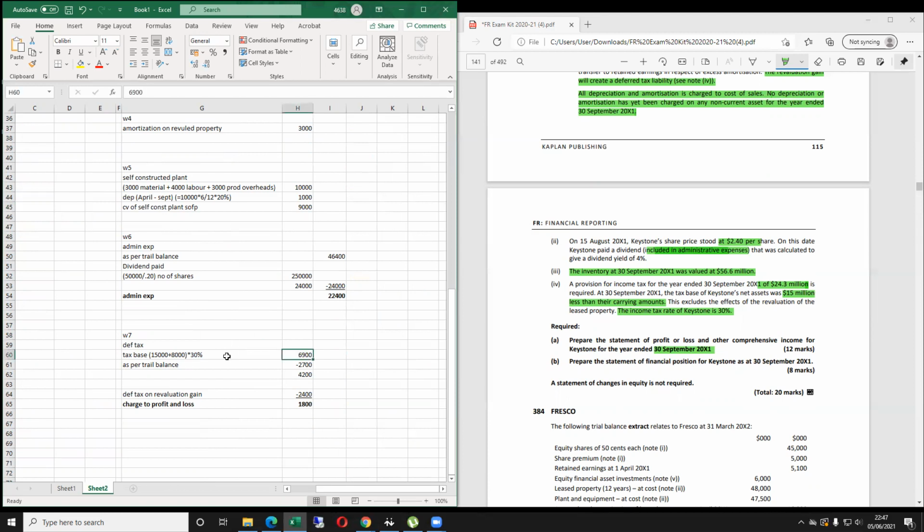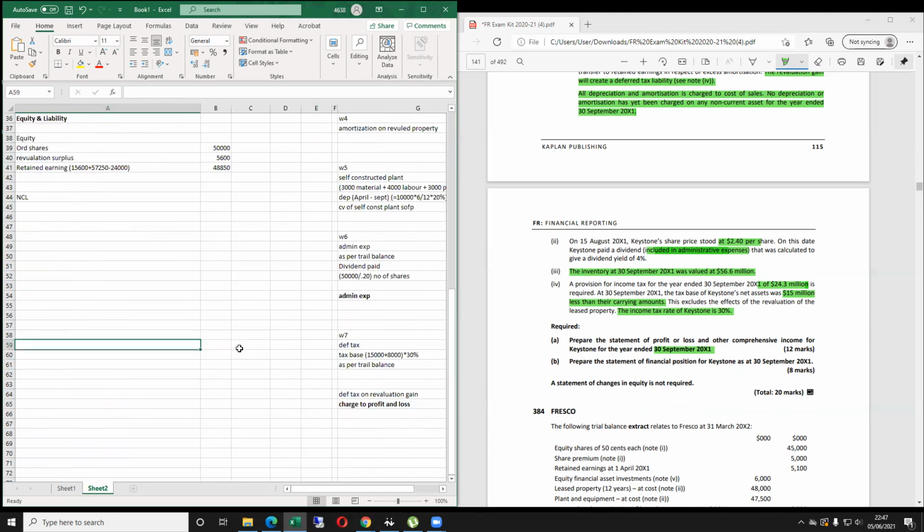See this. This is our liability which is not being settled this year, but will be settled in the next year. So as per the trial balance, 6,900 will be our deferred tax liability. Deferred tax liability is 6,900. Simple. Now current liabilities.